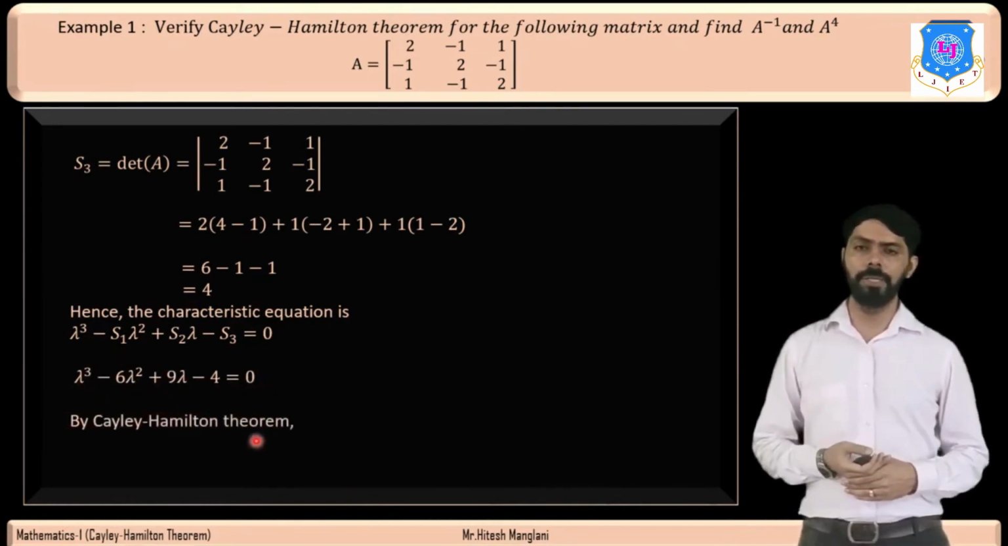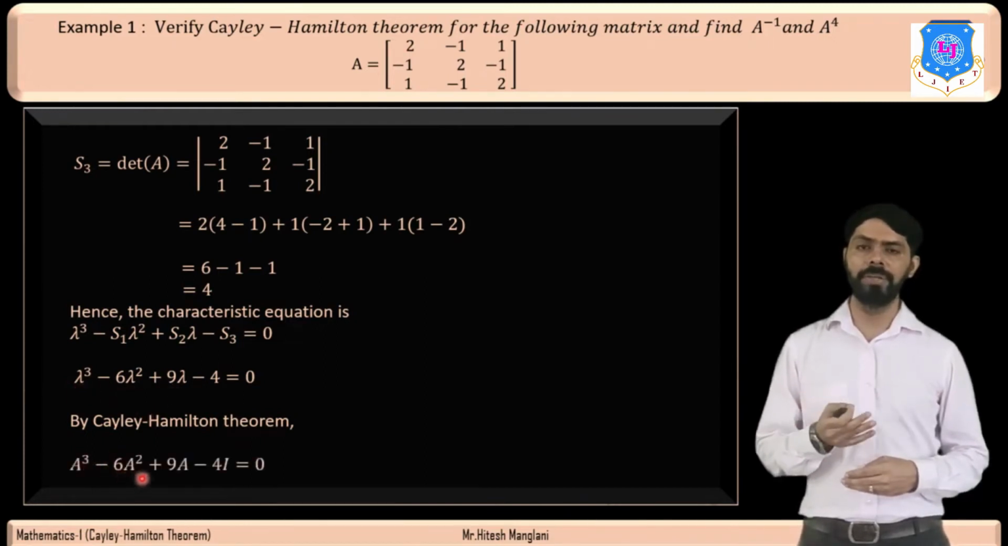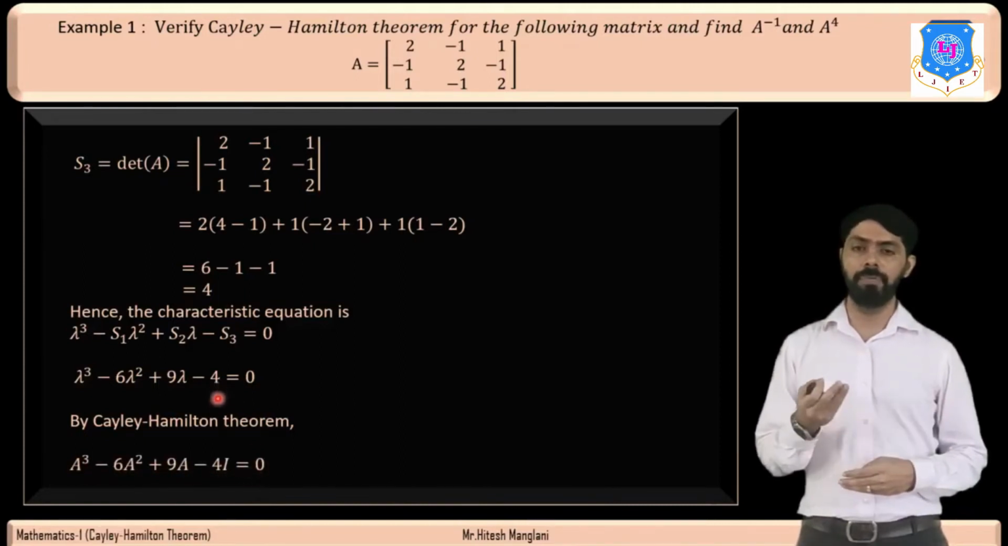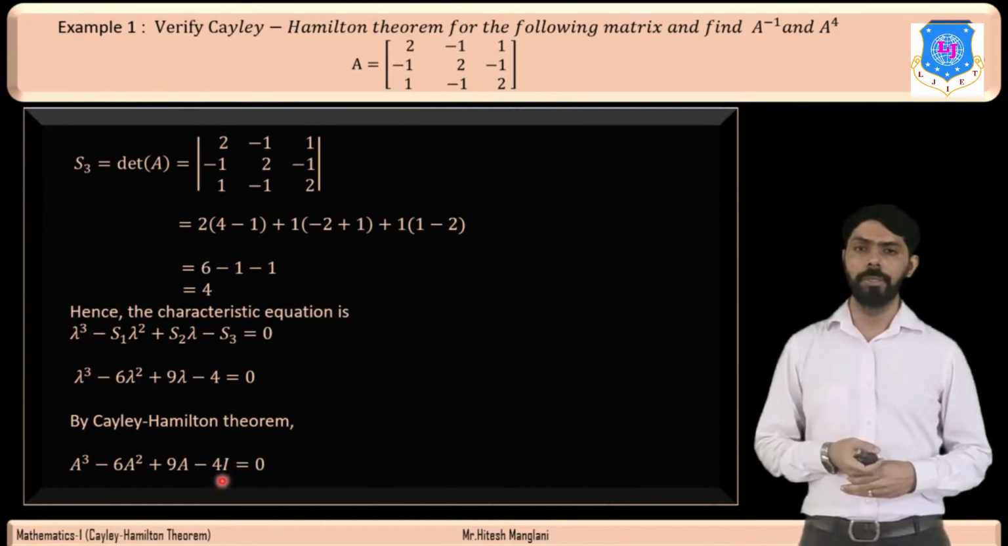Now by Cayley-Hamilton theorem, every square matrix satisfies its own characteristic equation. So here we will replace lambda by A. It will be A cube minus 6A square plus 9A minus 4I equal to 0. Here we write 4 in matrix form, so in matrix form 4 will be 4I.